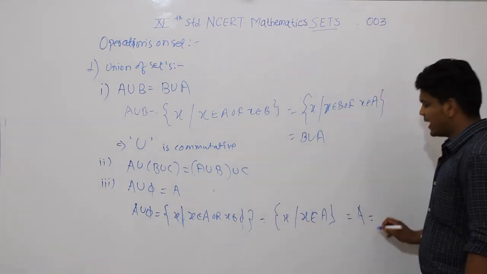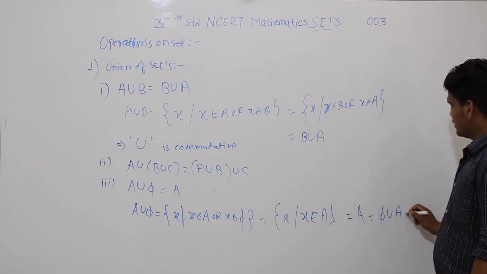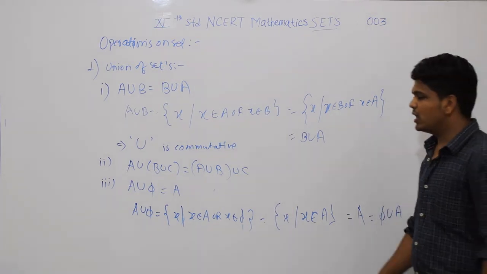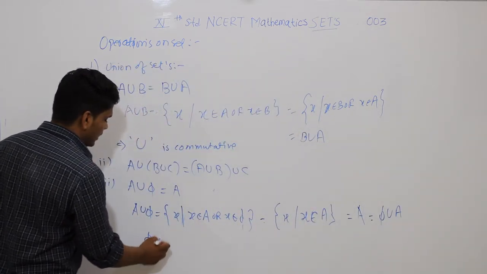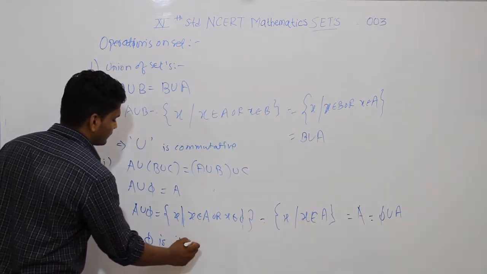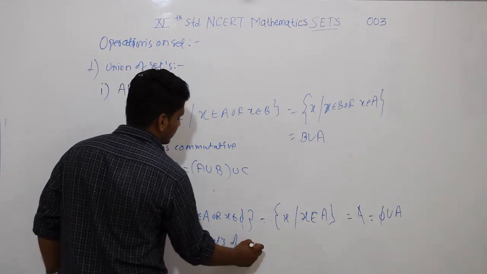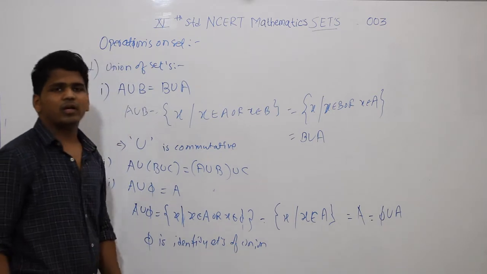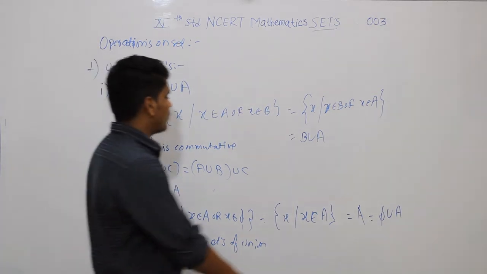And you can easily check this as phi union A, which will also become A. Means what does this give you? Phi is nothing but the identity element of union. Therefore this property is also called the identity property. This was your third property.